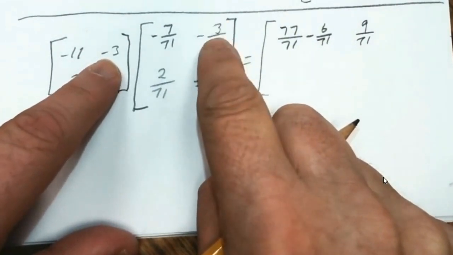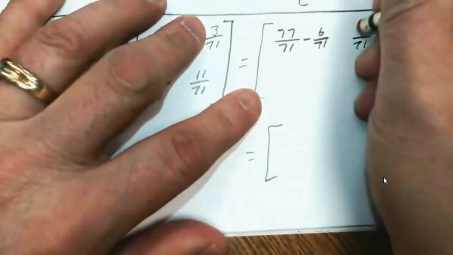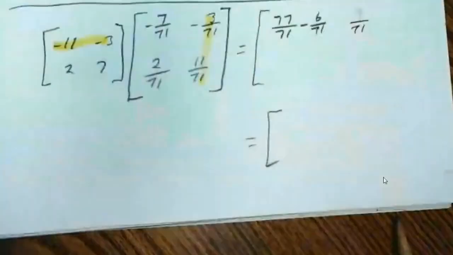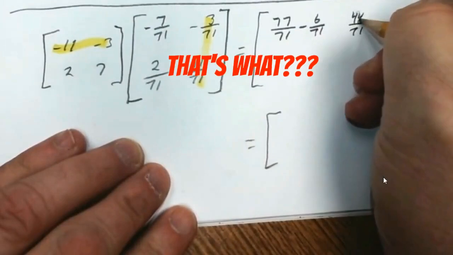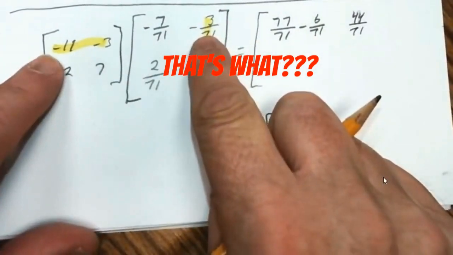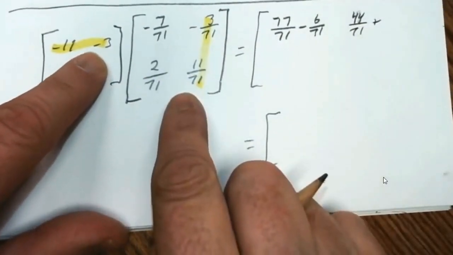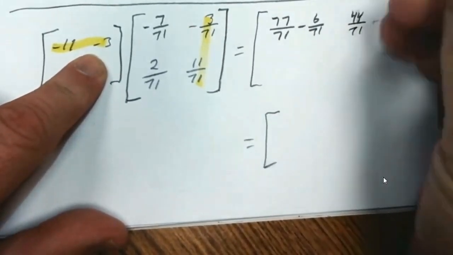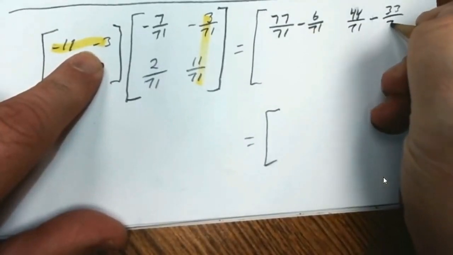So now, oh, wait, I did the wrong one, didn't I? I'm supposed to do the first one times that. Wait a minute. Don't want to get myself mixed up. I'm doing this row and this column. So I have to do the negative 11 times the negative 3. So that's 33. It's a positive because, again, it's a negative times a negative. And then this one, and I'm adding to it negative 3 times 11. So that's a negative. We're going to subtract it now. So minus 33/71.